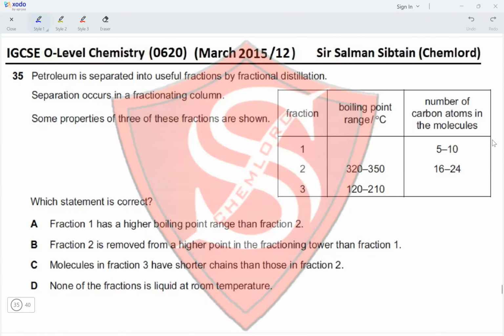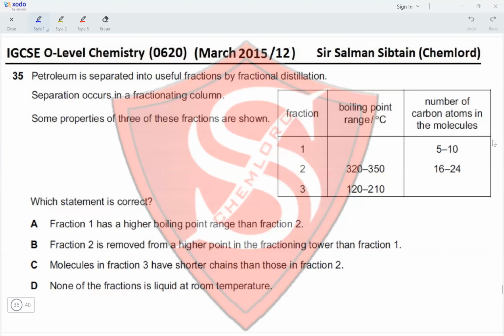Question 35. Petroleum is separated into useful fractions by fractional distillation. Separation occurs in a fractionating column. Some properties of 3 of these fractions are shown. So fraction 1 does not have a boiling point range given, but the number of carbon atoms in the molecules are between 5 to 10. For the boiling range 320 to 350, number of carbon atoms are 16 to 24. And for a boiling range of 120 to 210, the number of carbon atoms are not given.